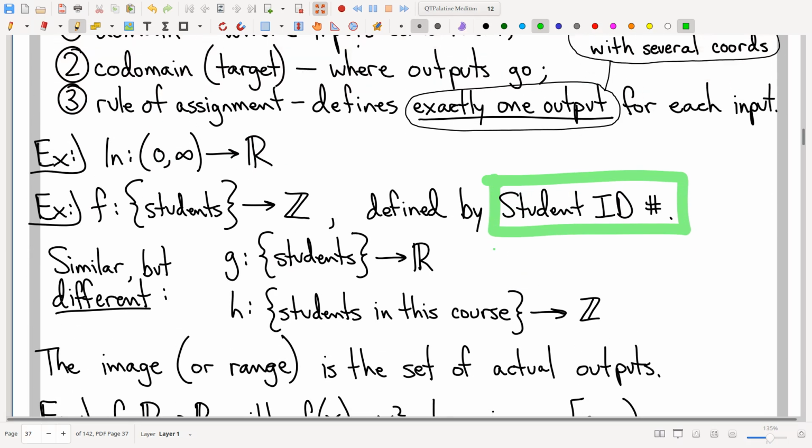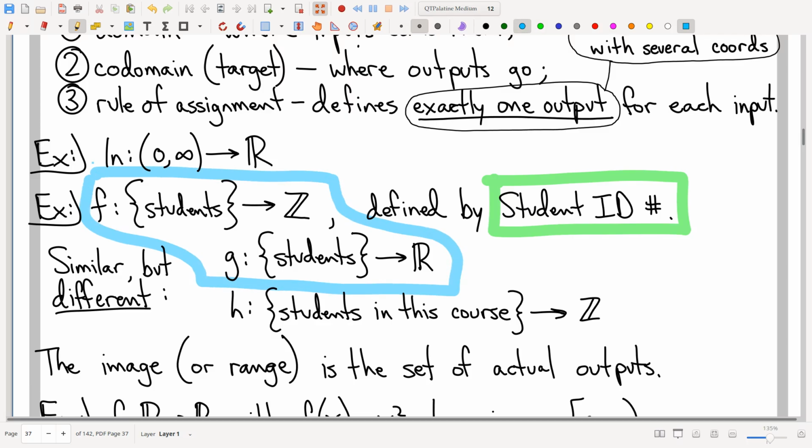And let's look at how we might define the student ID function. And let's compare these 2 candidates. And notice they have the same domain. F and G, these 2 different functions I'm calling F and G. I'm defining F and G from the exact same sets, namely the collection of all students. Let's say all students at Duke.